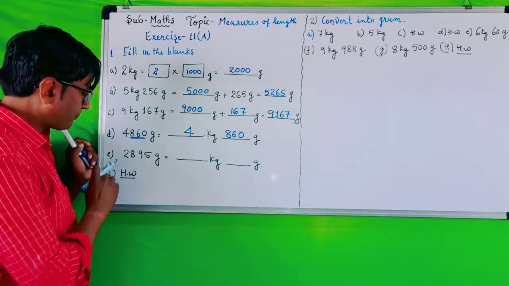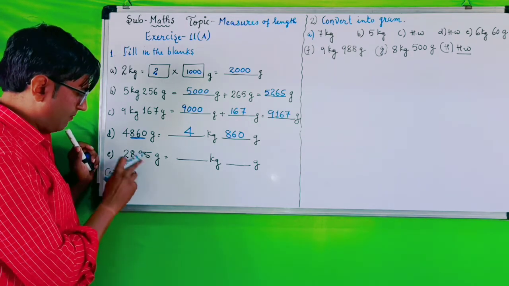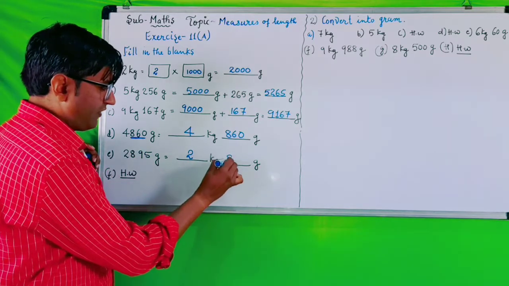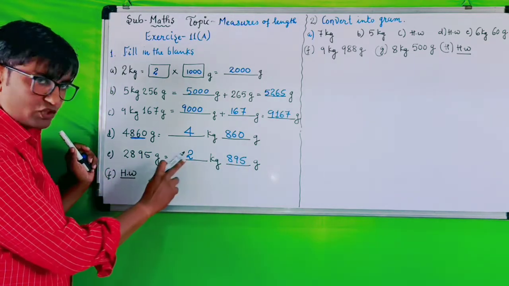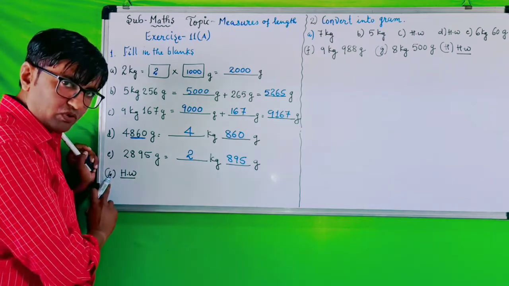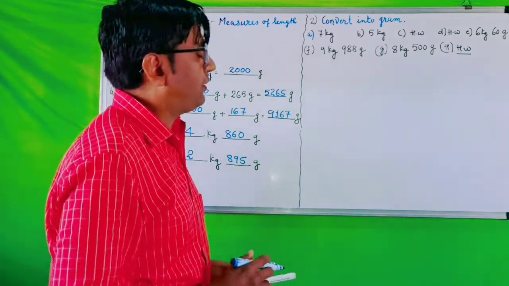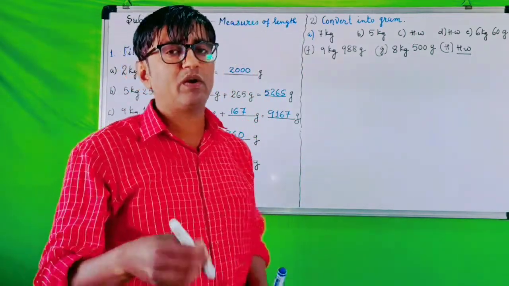Okay, then next one, 2895 gram. So 2 will be the kg and 895 will be the gram. Okay, understood children? Now F you have to solve by yourself. Okay, now convert into gram. Children, you know that we have learned how to convert kilogram into gram.